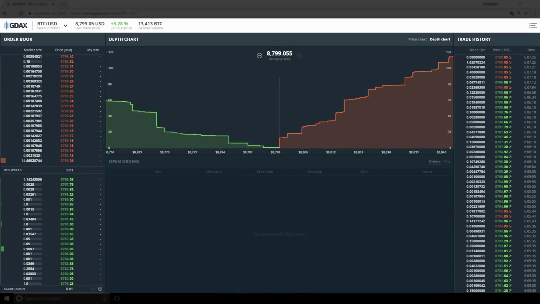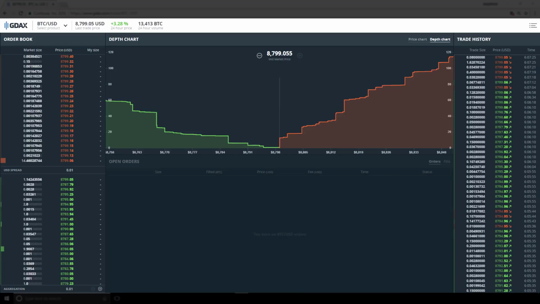Let's begin by examining how the depth chart is calculated at each point. The horizontal axis is stated in terms of the quote currency. The quote currency is said to do the pricing. In this case, we have a BTC order book that is priced or quoted in terms of USD. The vertical axis is stated in terms of size of the base currency, which in this case is BTC. So these values are sizes or amounts of Bitcoin.